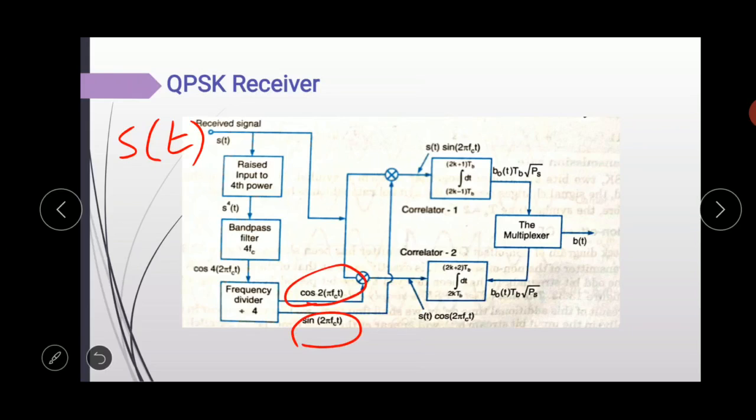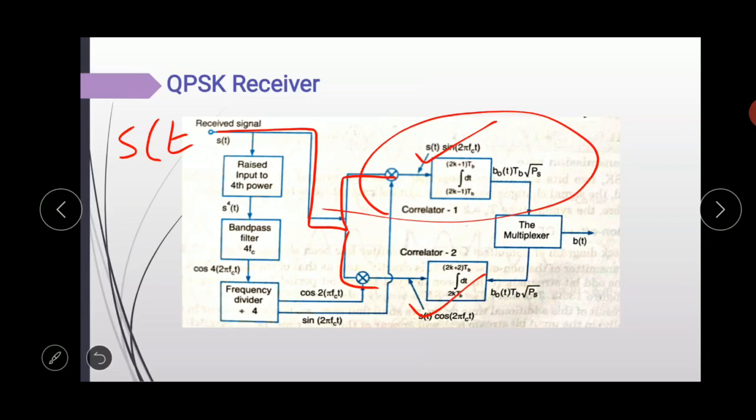The incoming signal S of t is applied to two synchronous demodulators, each consisting of a multiplier followed by an integrator. So this received signal is applied directly to the multiplier followed by the integrator. These are the synchronous demodulators. Each integrator integrates over a 2-bit interval of duration, that is 2 TB.